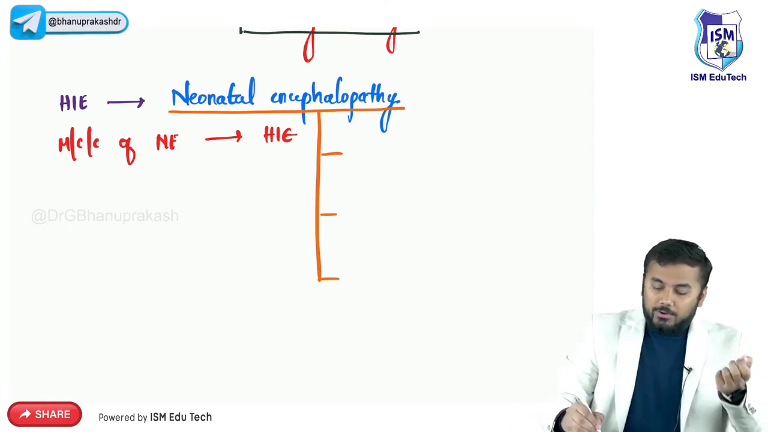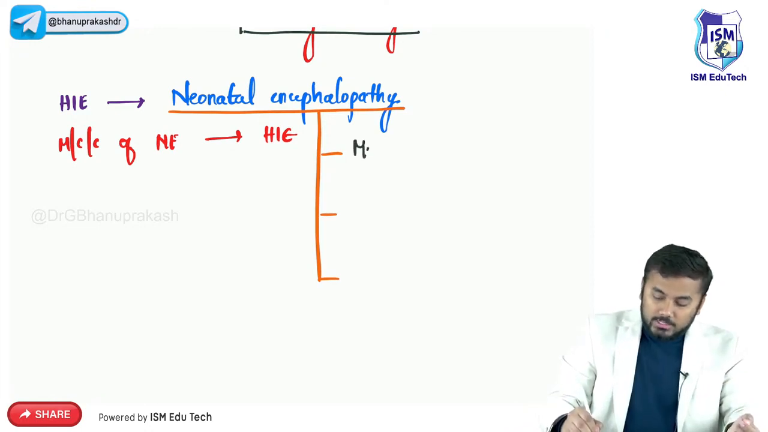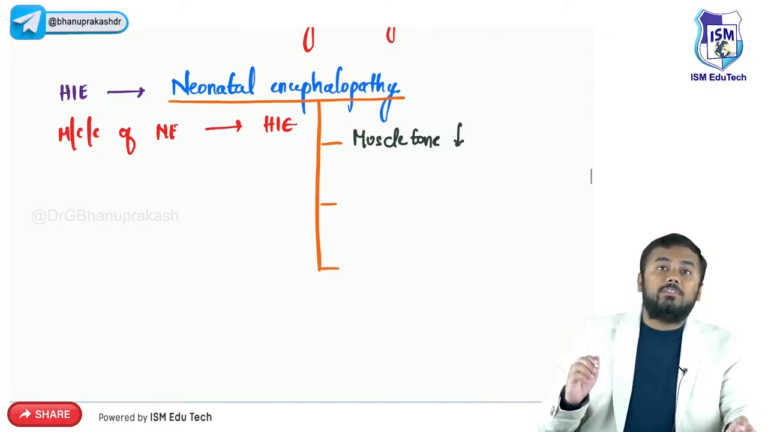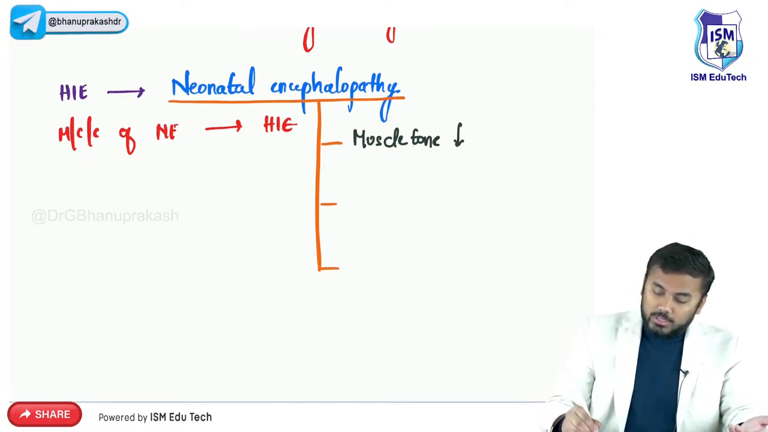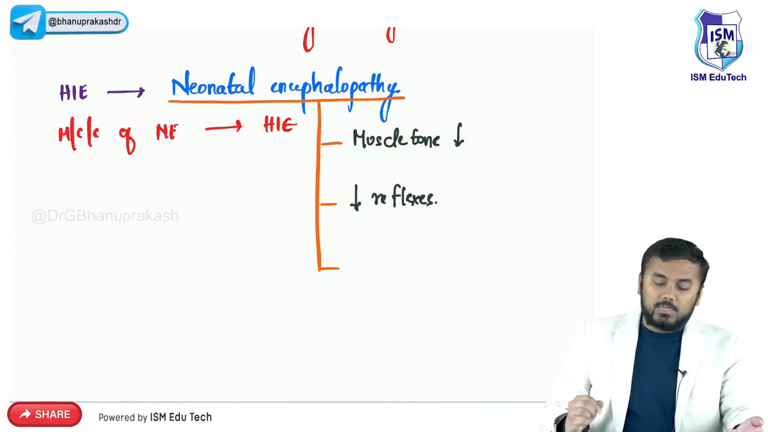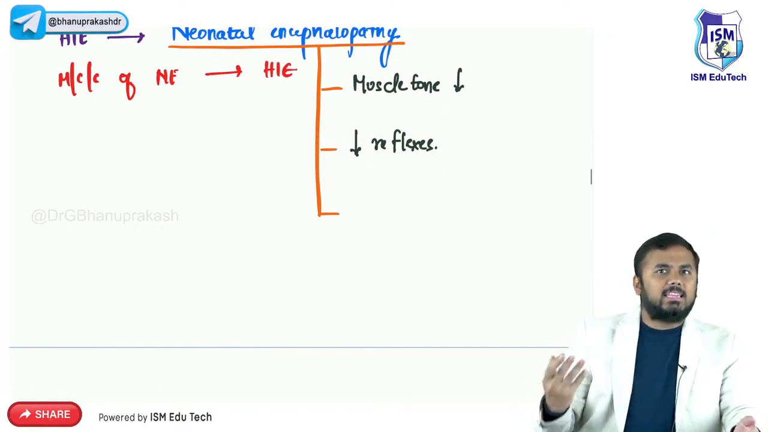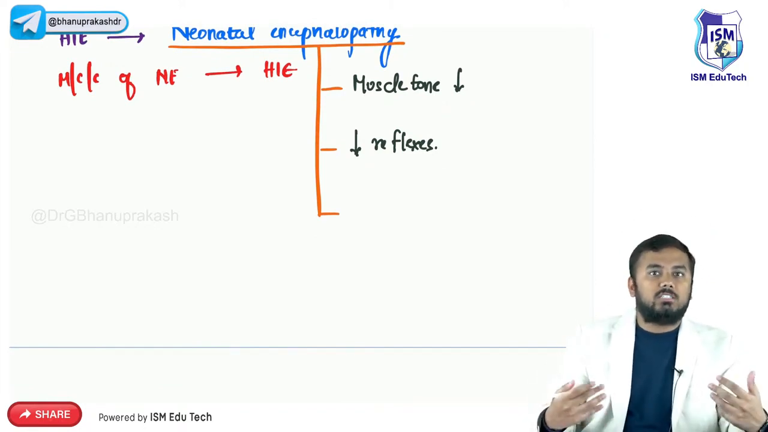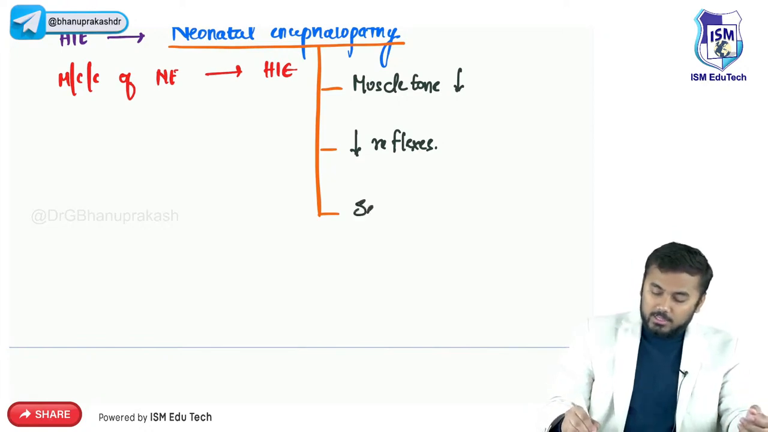So what I'm trying to tell you is that because of neonatal encephalopathy, the muscle tone is reduced. Not only muscle tone, even the reflexes are also affected, so there will be reduced reflexes. And finally, any problem that happens to the brain speaks only one language, that is the seizure language. So definitely the child will have seizures.